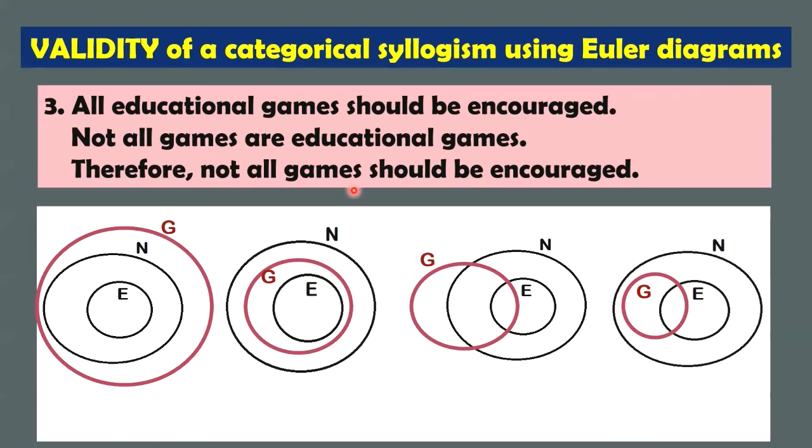Ngayon, with this second diagram, tama ba to? Not all games should be encouraged. Or, some games should not be encouraged. With this diagram, sinasabi kasi nito ay all games, kasi properly contained siya doon sa ating set N. Ayan o. So, sinasabi ng diagram na ito, all games should be encouraged. So, mali na to. With this diagram.